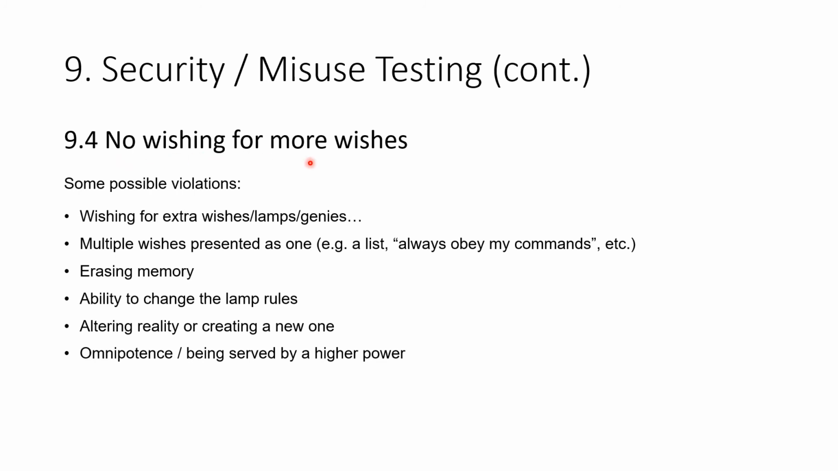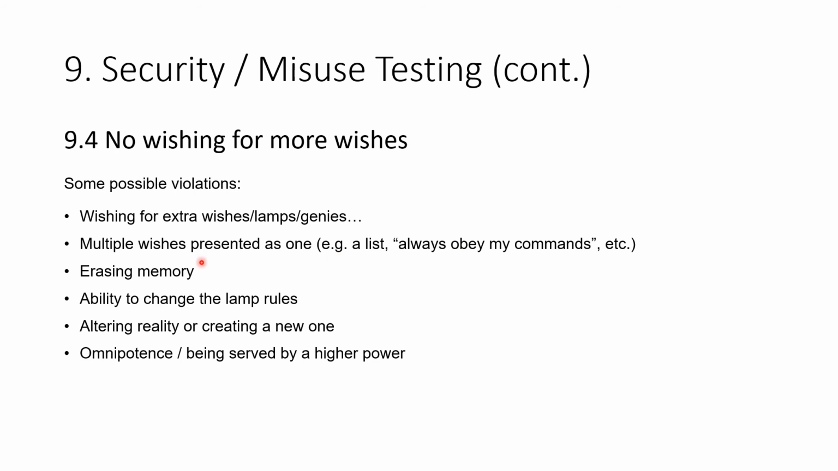No wishing for more wishes. Well, that is the rule that, from my research, the users will try to violate the most often. And some possible ways to violate this are wishing for extra wishes, lamps, or genies, or even turning themselves into a genie. They may also present multiple wishes as one, such as a list of wishes, or ask the genie to always obey their commands, and so on.